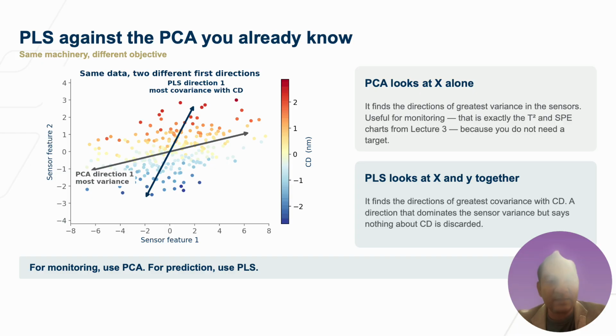The navy arrow is PLS's first direction, the direction of greatest covariance with CD. It runs bottom left to top right, straight up the color gradient. It has much less variance along it, but all of the signal. So PCA looks at X alone, it needs no target, which is exactly why it works for monitoring. The T-squared and SPE charts in lecture 3 were built on unlabeled data, and that is their great advantage. PLS looks at X and Y together, it needs labels, and in exchange it aims the compression at the thing you want to predict. For monitoring, use PCA, for prediction, use PLS. Same machinery, different objectives, and the objective is the whole difference.